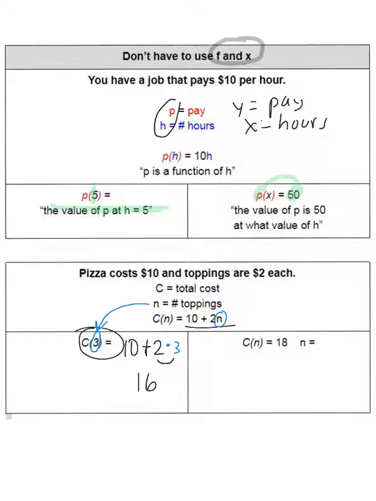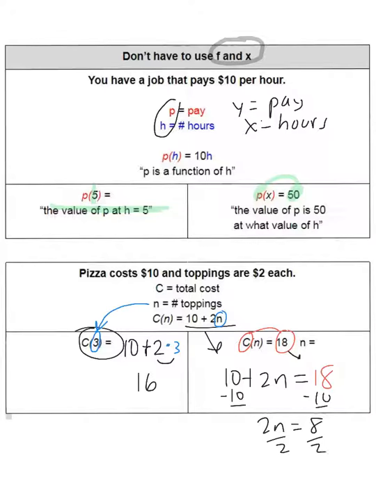In this other situation, they're giving you the C, and you have to figure out the n. So we write the expression again. But this time we know the whole thing equals 18. And then we solve. And now we know what n is.